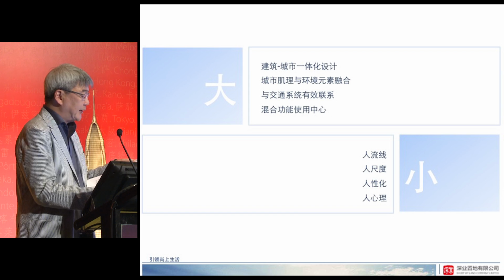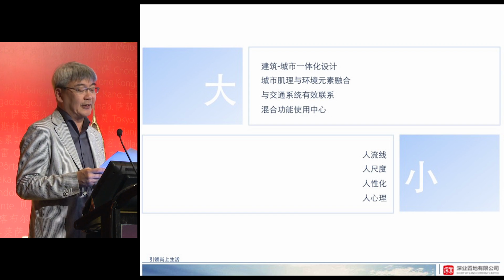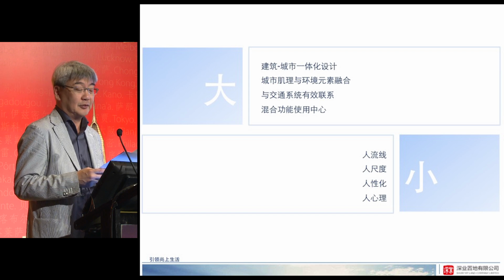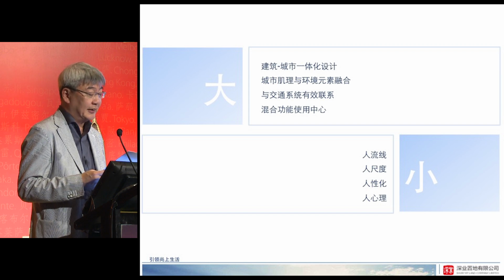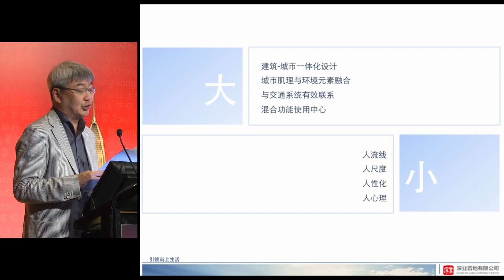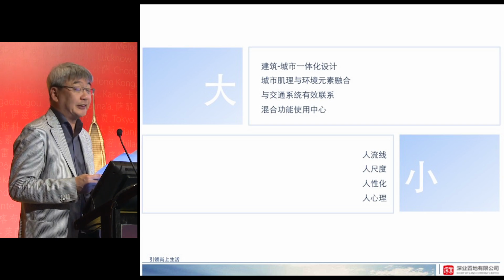The environment is not a singular, inorganic body. It is the reflection of human society and civilization. It is closely related to human beings. So in architectural design, we have to look at the bigger as well as smaller elements. When I talk about big, I mean the integration of buildings and the city.